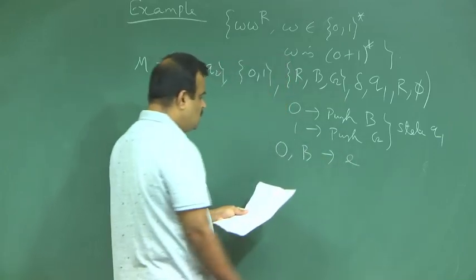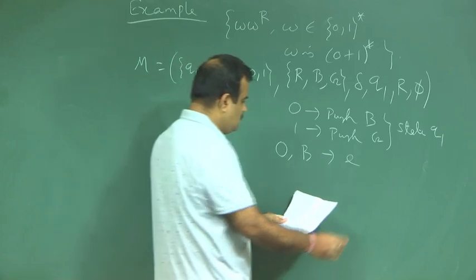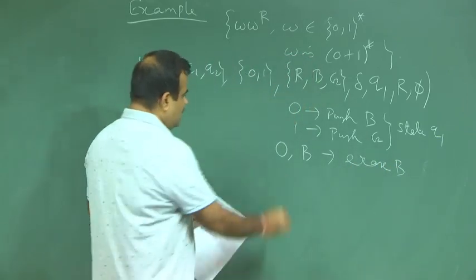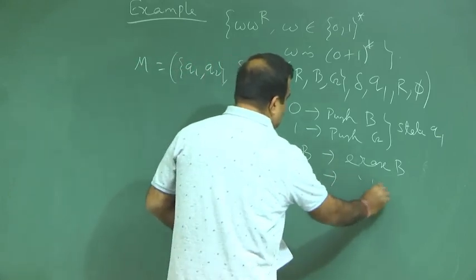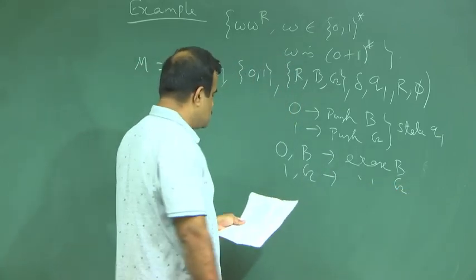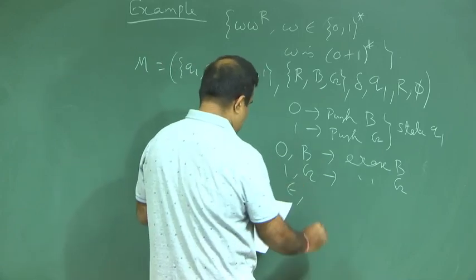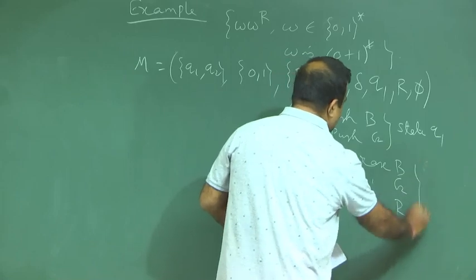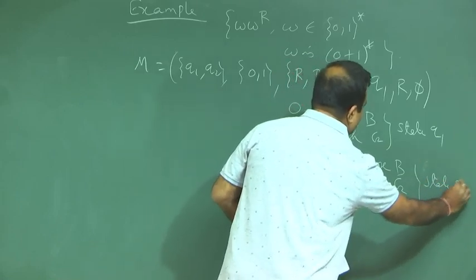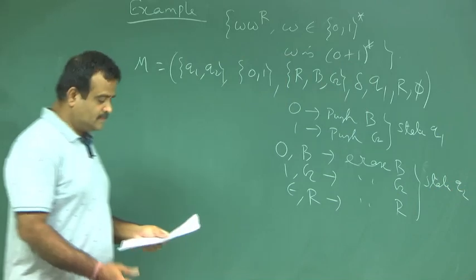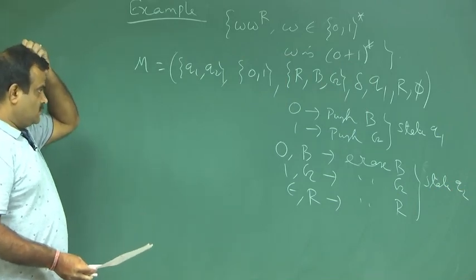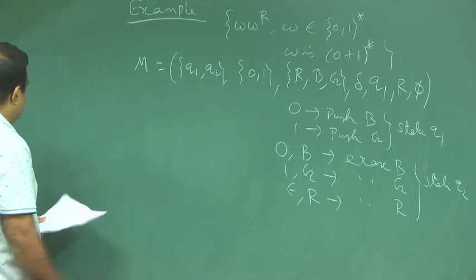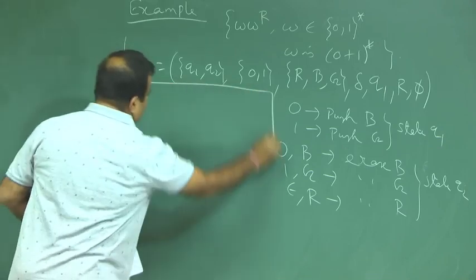I mean, we will replace this by epsilon. We will see the rule: erase B and change the state, and 1 G will erase G, and epsilon R will erase R, and our state will be Q2. Okay. So, this is the rule we will follow. If you follow this rule, we can write the delta. So, delta is like this.